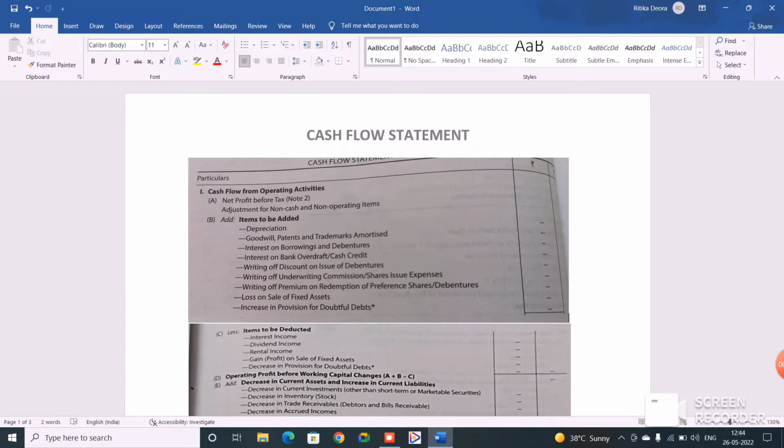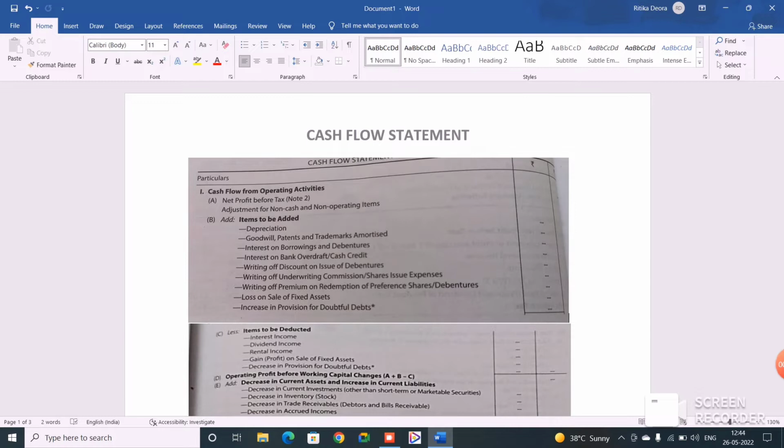So we begin with cash flow from operating activities. Now, what is the very first step in finding out cash flow from operating activities? Before this, let us understand what operating activities are. You all might be knowing that operating activities are those activities which are the principal revenue producing activities for the firm.